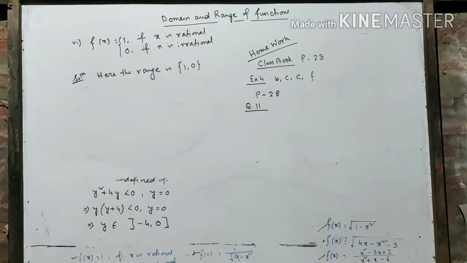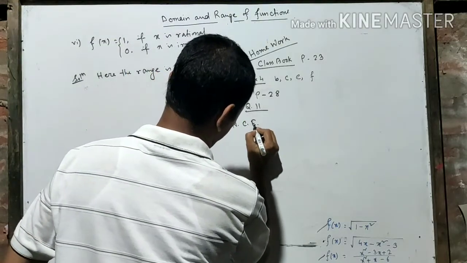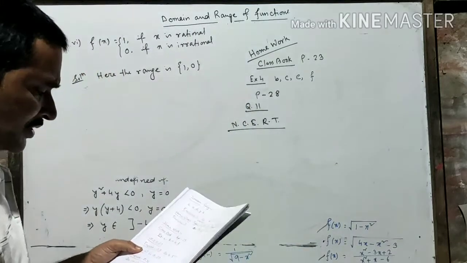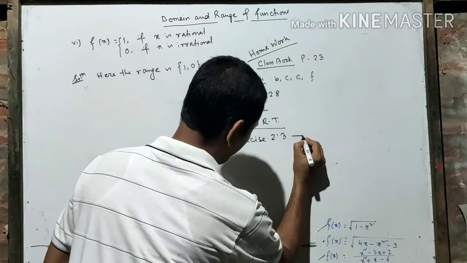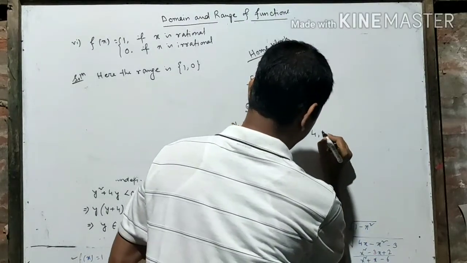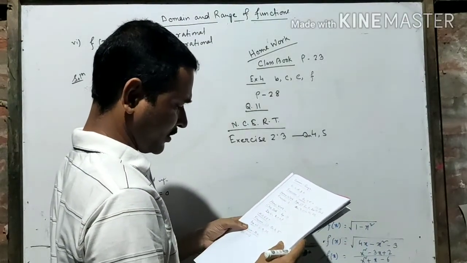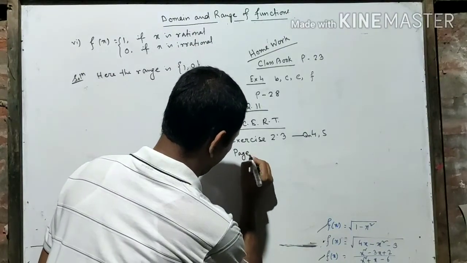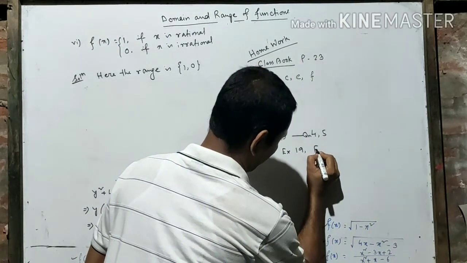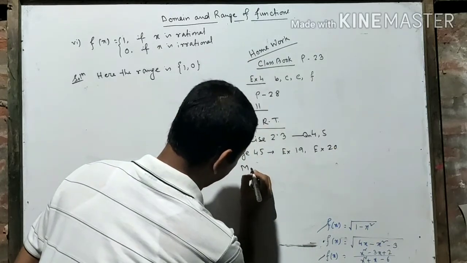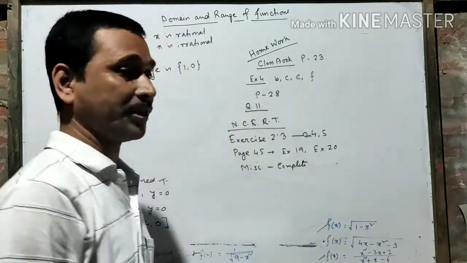Then from NCERT, you solve exercise 2.3, question number 4 and 5. Then page 45, example 19 and example 20. Then the miscellaneous exercise, the complete exercise. Do all the sums from the miscellaneous exercise.